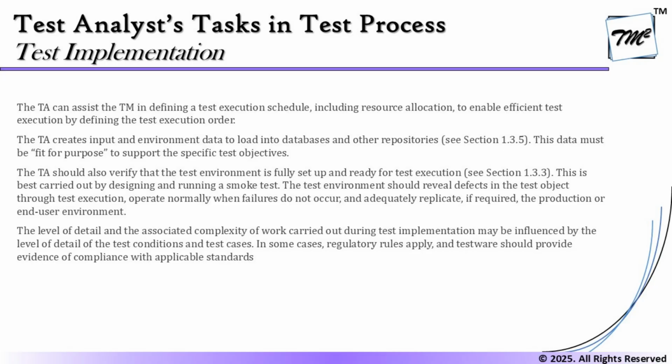So TA can assist TM in defining the execution schedule, including resource allocation to enable efficient test execution by defining the test execution order. So test execution schedule is more like a test execution order, which is finalized with priority and dependencies. Of course, you might have written the test cases in any order, but using priority and dependency, you may have revised the order of execution.